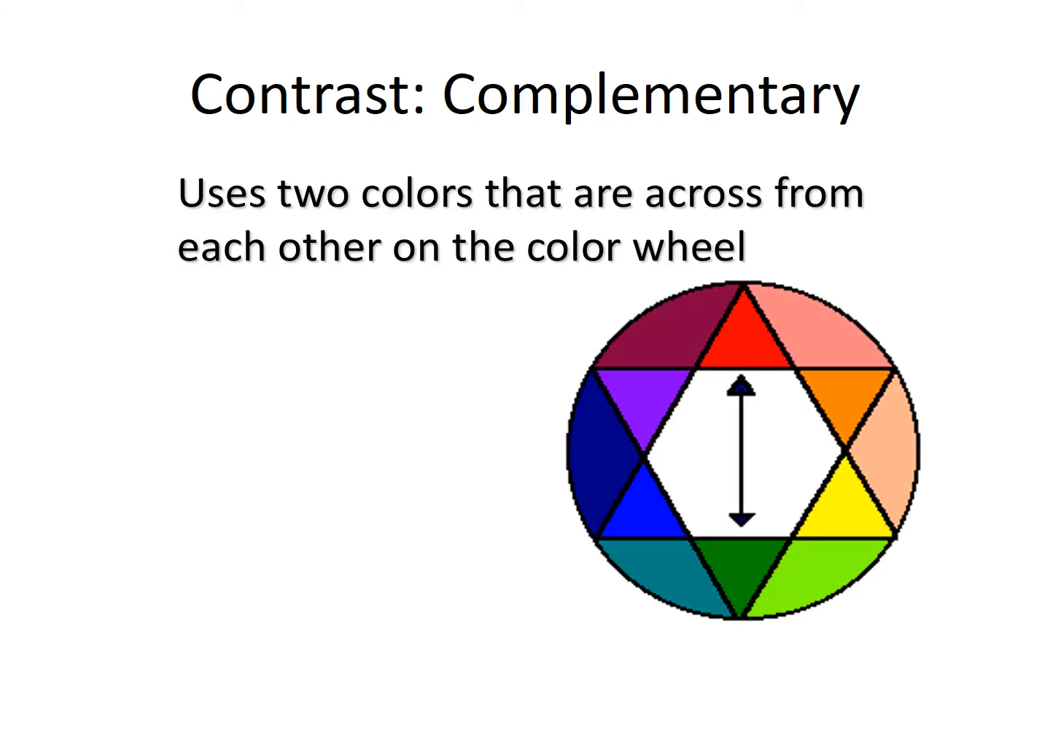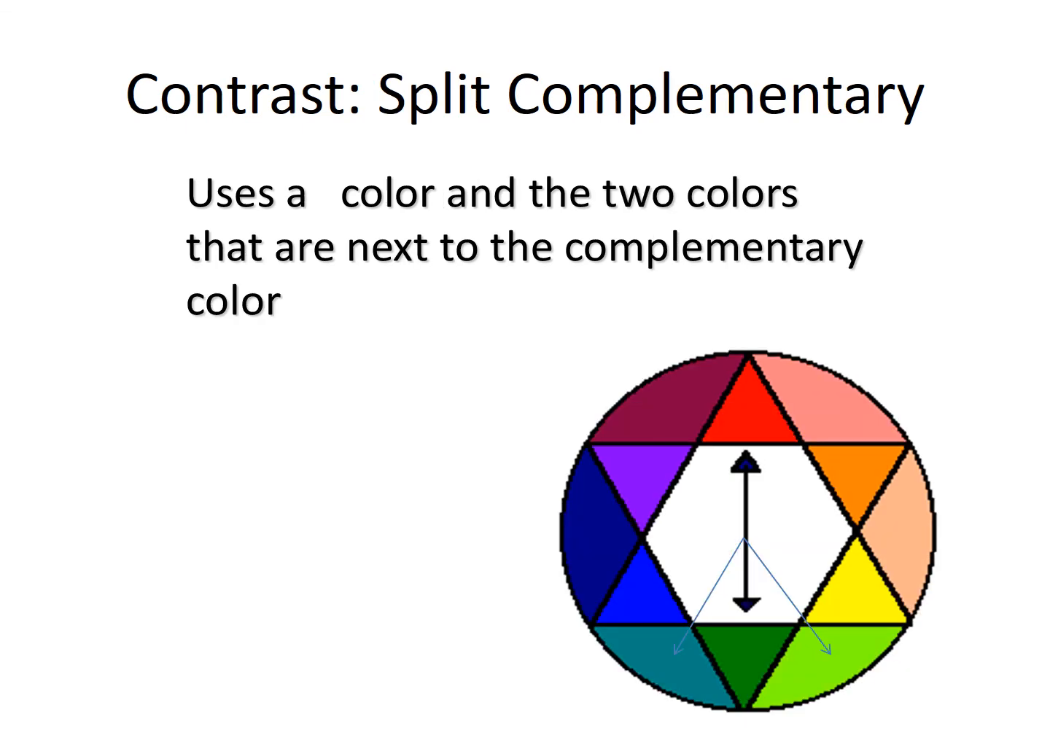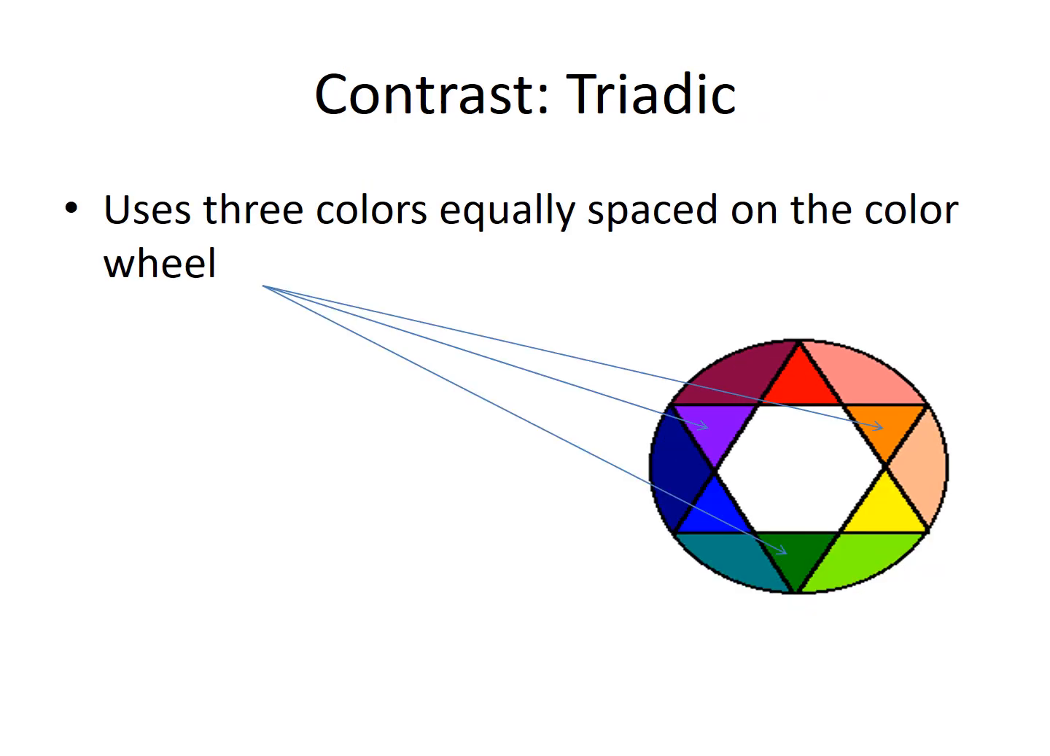And you have the contrast, which are contrasting. Once again, just a quick review. You have complementary, 2 colors that are apart from each other on the color wheel. Then you have split, which, as you see here, uses the color and the 2 colors that are next to the complementary color. And then finally, you have what's called the triadic, which uses 3 colors equally spaced out on the color wheel.